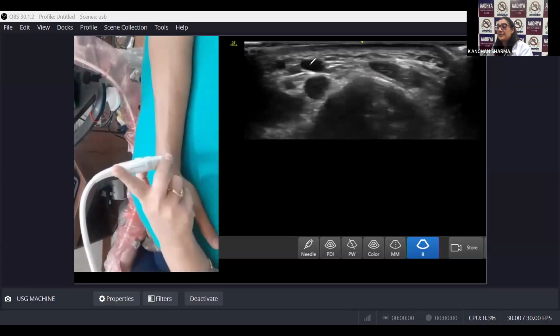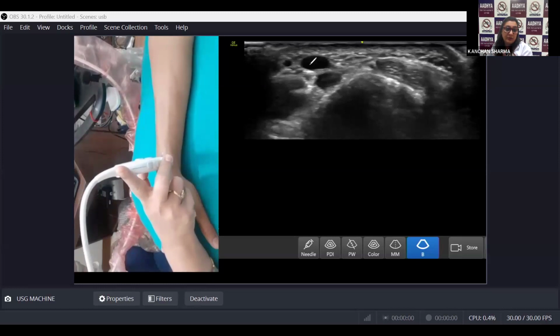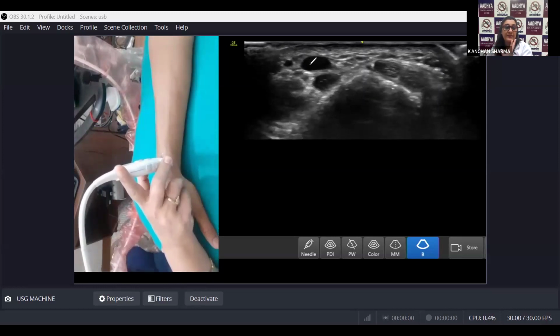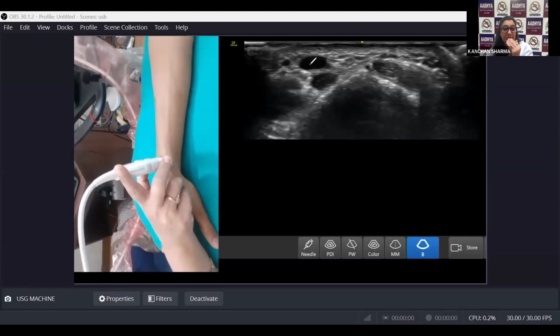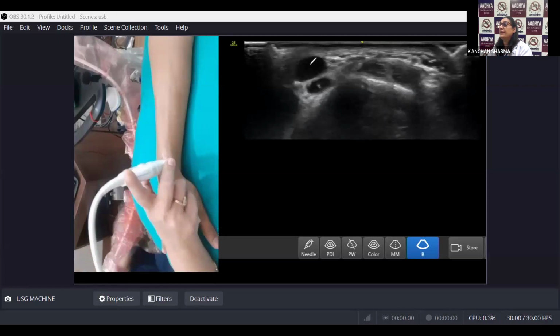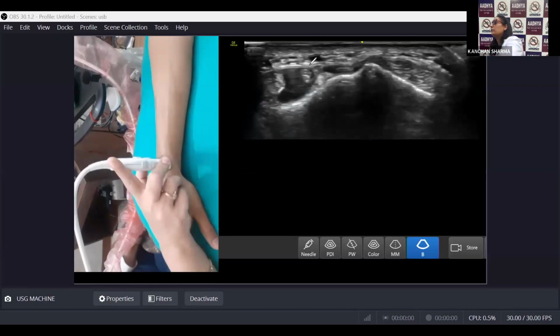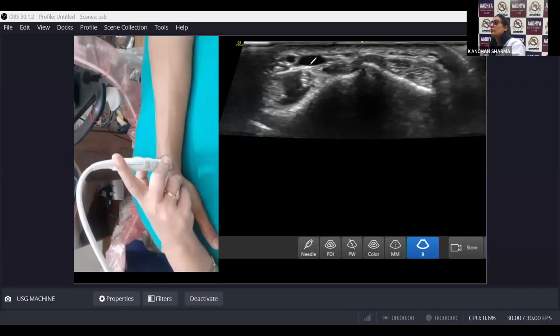So again, back to the Lister tubercle. I'm not telling the probe position again and again, because when I say home page view for the dorsum of the hand, that is the Lister tubercle view. Our probe will be in short axis to the distal end of the radius with the marker towards the little finger side. So this is how I usually keep my probe. Fine. So we'll go back to the Lister tubercle and I will go in a convex view now.